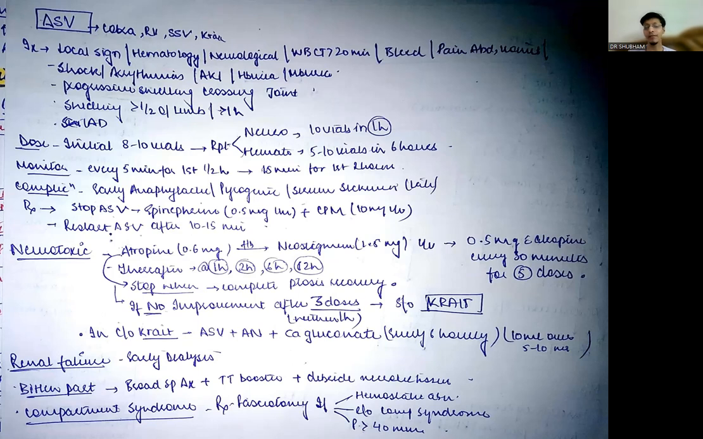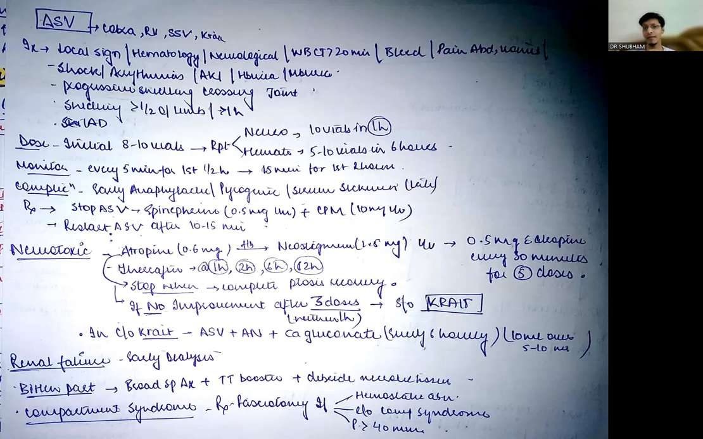Okay. So this is it. If there is a neurotoxic snake bite, along with ASV you have to give atropine and neostigmine. We give 0.6 mg of atropine IV, followed by 1.5 mg of neostigmine. Why is atropine given? To prevent the bradycardia caused by neostigmine. So the neostigmine dose is given IM or IV, and then 0.5 mg is given with atropine every 30 minutes for 5 doses, that is at 30 minutes, 1 hour, 1.5 hours, 2 hours, and 2.5 hours. Thereafter, you have to give the doses at 1, 2 hours, 6 hours, and 12 hours.